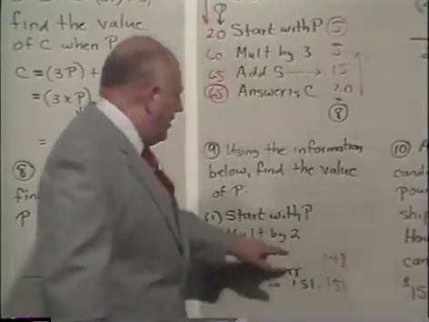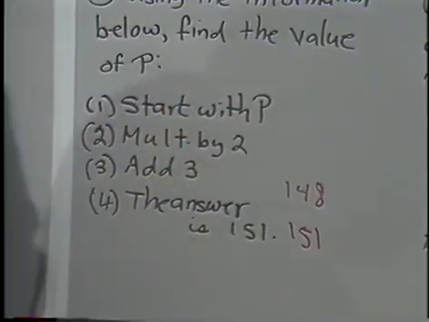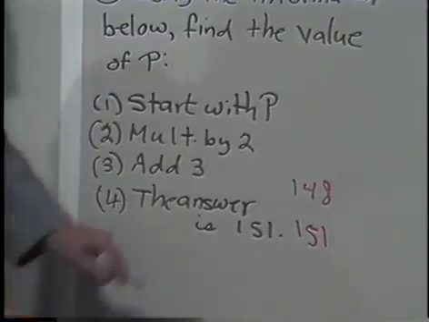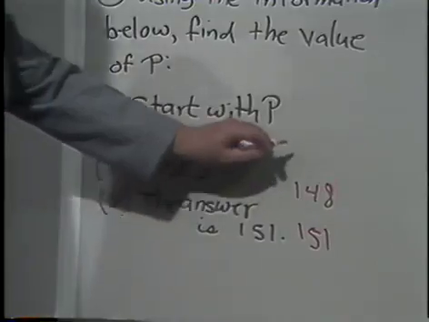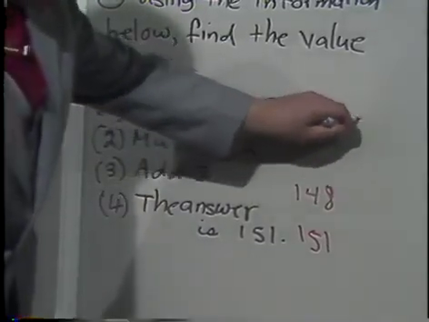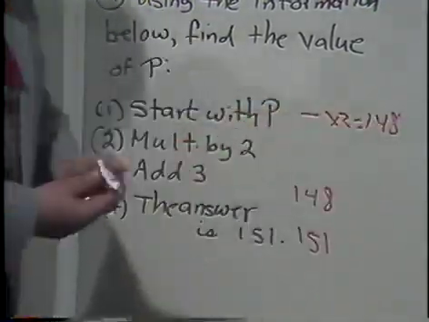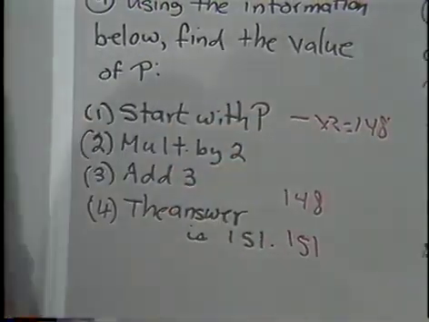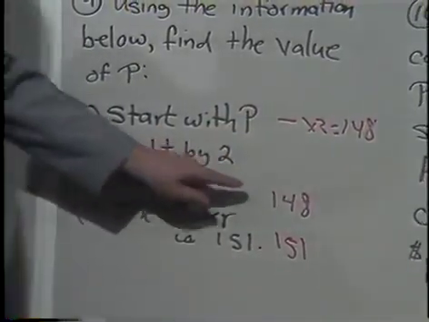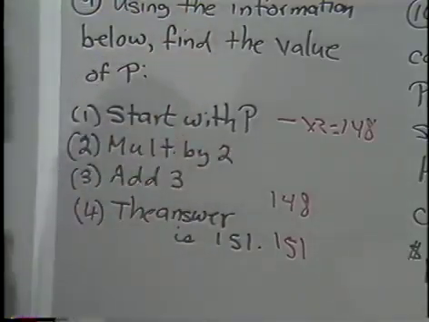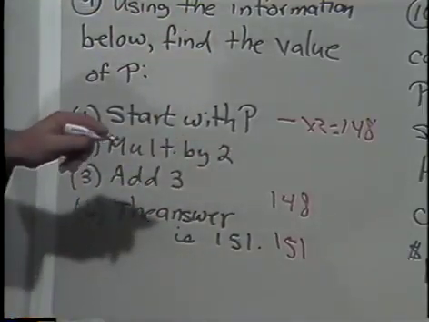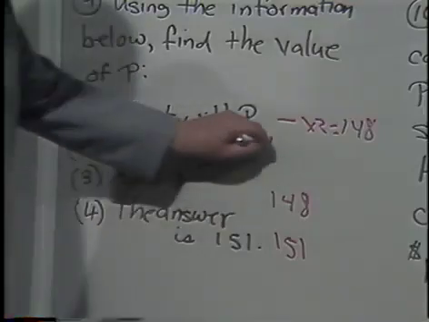When did I have the 148? After I multiplied by 2. So to find out what I had before, I divide by 2. You see what I'm saying here? This says blank times 2 is 148. So to find the value of the blank, I'm going to divide by 2. See, it says multiply by 2, but when I'm reversing the steps, I'm going to have to do what? Divide by 2. 148 divided by 2 is 74.